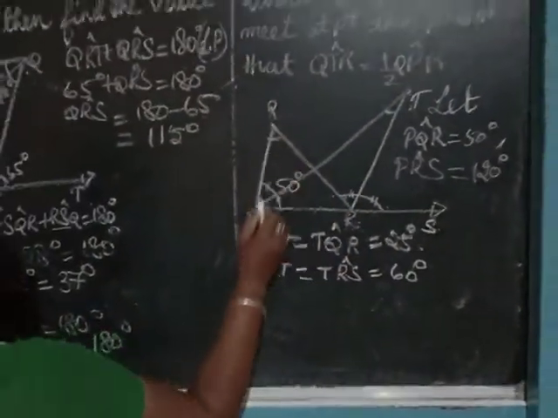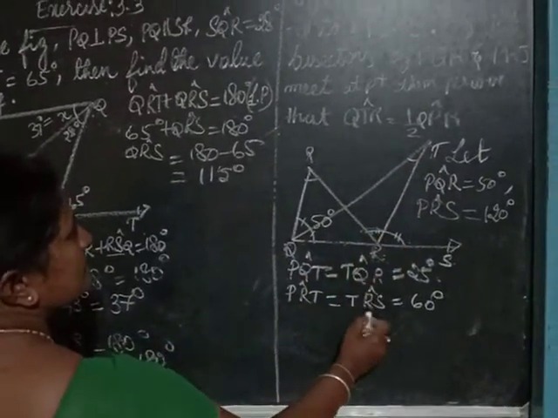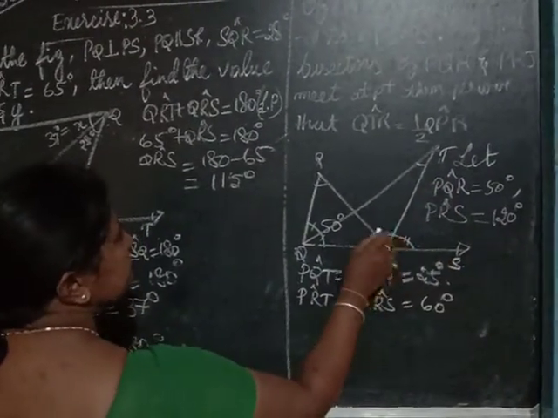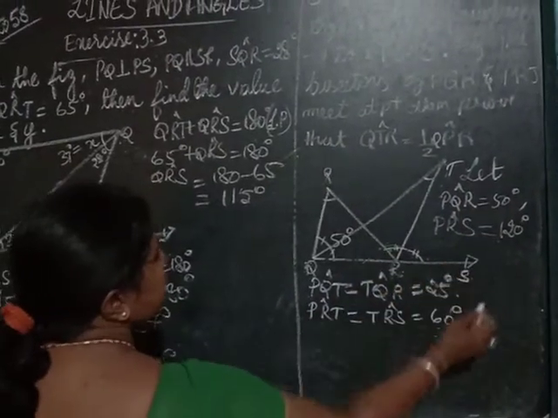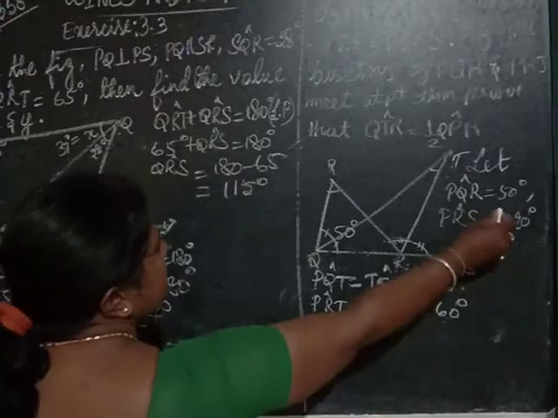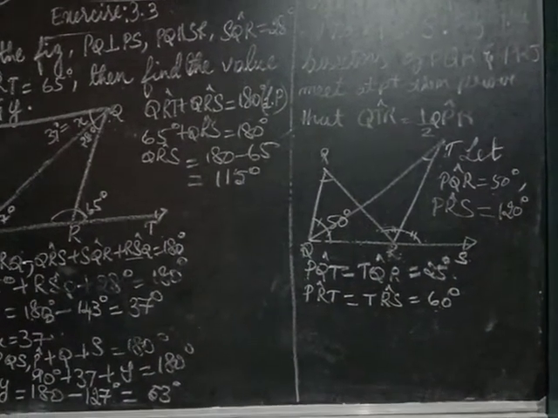PRT, this angle is equal to TRS, half of this, since TR is a bisector. So therefore 120, half of 120 is 60, half of 50 is 25. Okay children, so this is how we have to assume.